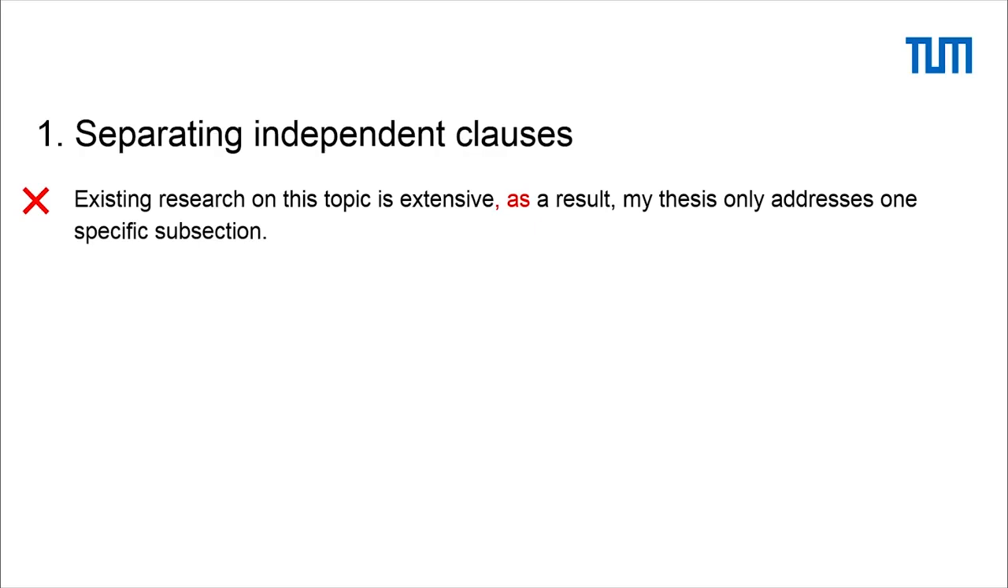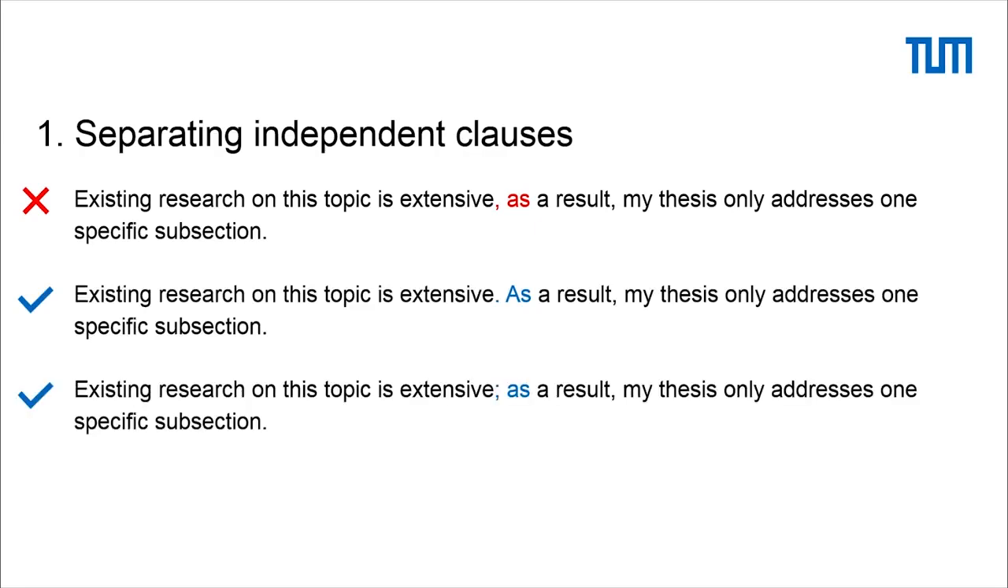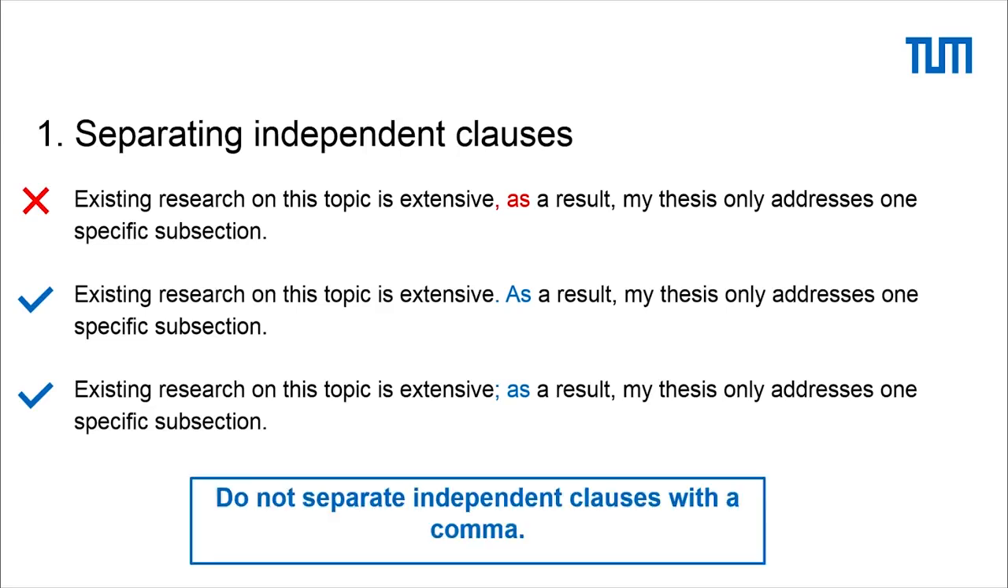We can do one of two things. We can either put a period and make two sentences, or we can use a semicolon to separate the two independent clauses. This is a hard rule. It's called a comma splice when you separate two independent clauses with a comma. Make sure you do not do that. Choose one of these other options instead.